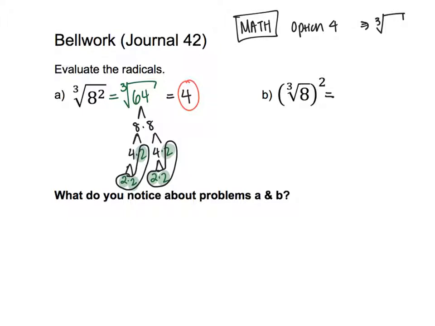So problem B here, looks like we have to cube root the 8 first instead of squaring it. So let's go ahead and do that. I'm just going to do a factor tree. This one's not too bad. So 8 can be decomposed as 4 times 2, and then 4 can be decomposed as 2 times 2. And so it looks like I have a triple of 2's again. So the cube root of 8 is 2. And then I have this square that's outside, so I still have to square my 2. So 2 squared is 4.